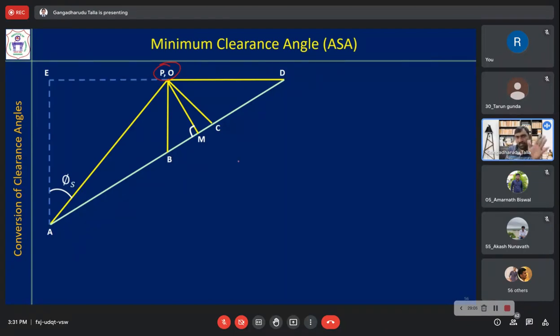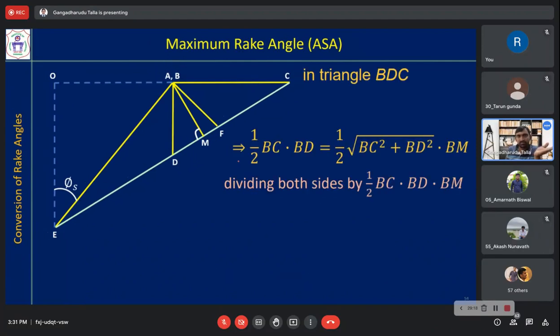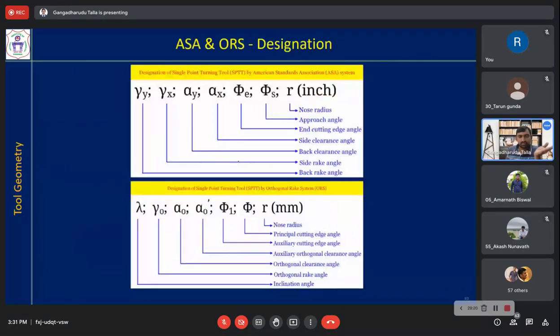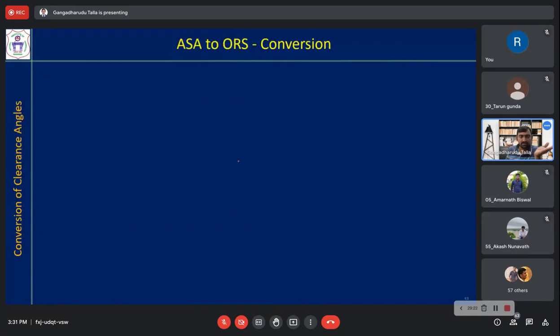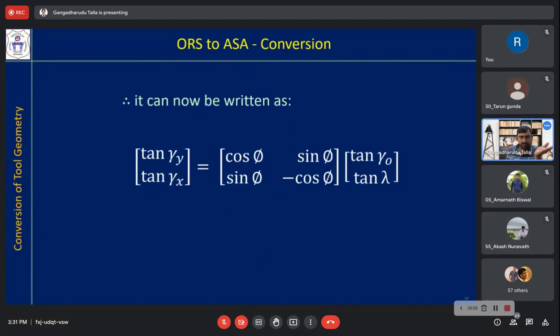Now, when will you get the minimum clearance? Again, you have to draw a perpendicular to line AD. So why are we getting minimum clearance? If I go back, you may be able to understand it better. I will show it once.